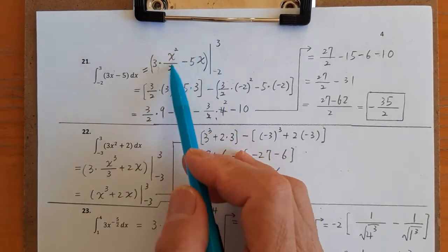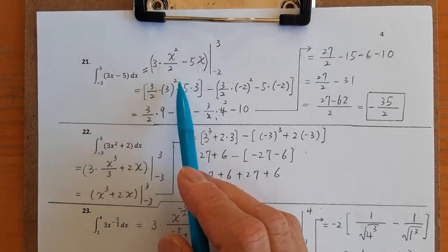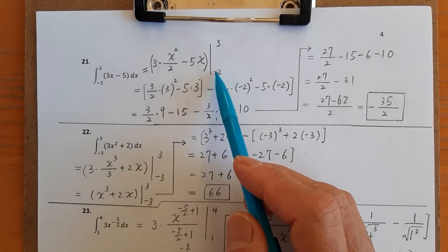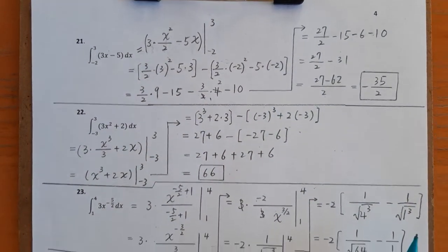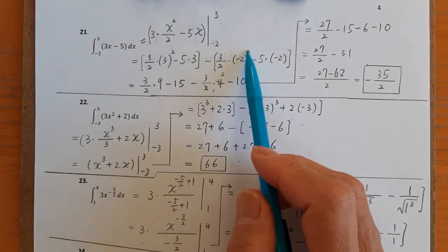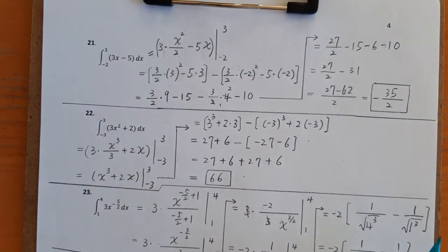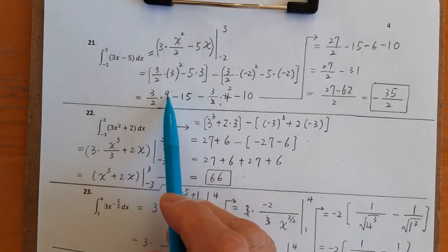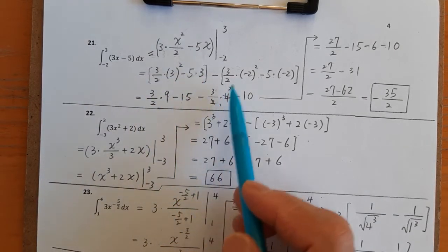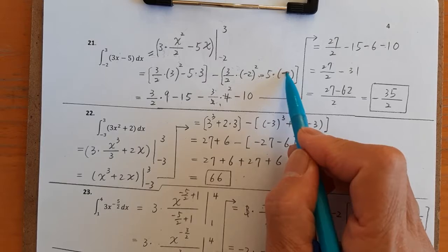Then we use 3, plug into x. Get 3 over 2 times 3 squared minus 5 times 3, and figure this out. Then minus, use -2, put it in a bracket. Plug -2 into x: 3 over 2 times -2 squared minus 5 times -2. Then 3 squared is 9, and 3 over 2 times 9, minus 5 times 3 is 15, minus 3 over 2. -2 squared becomes positive 4.